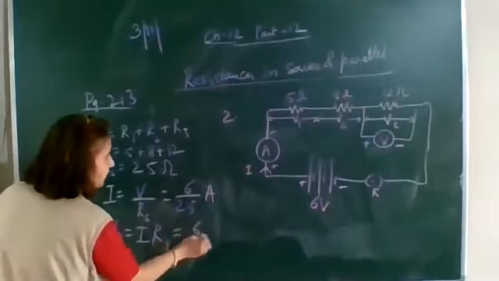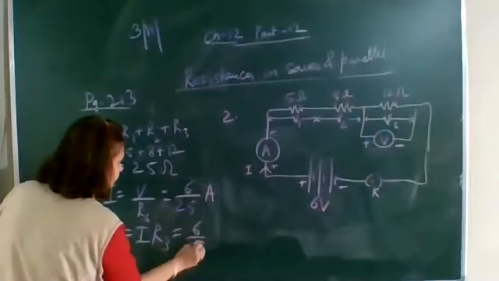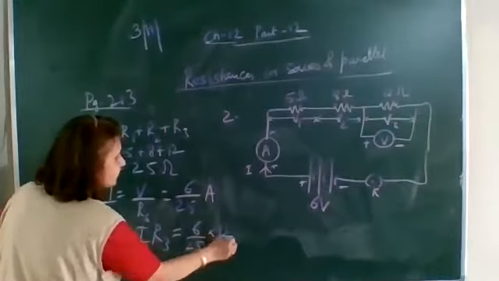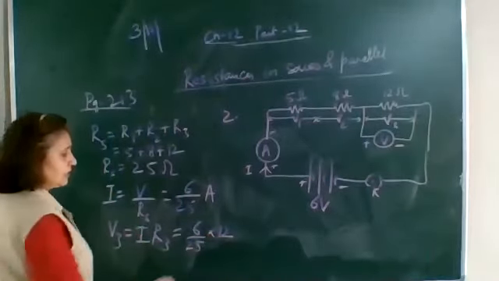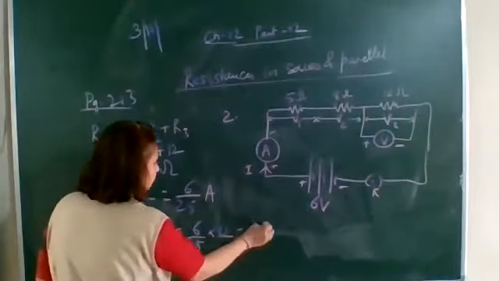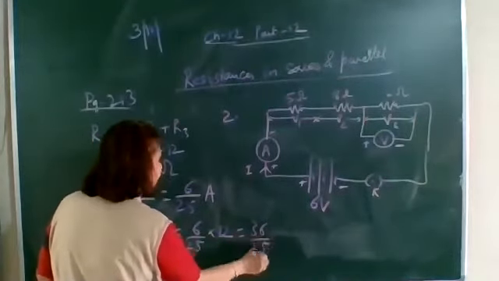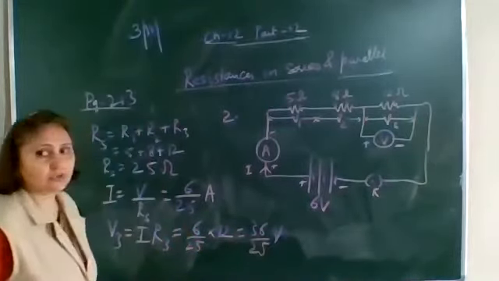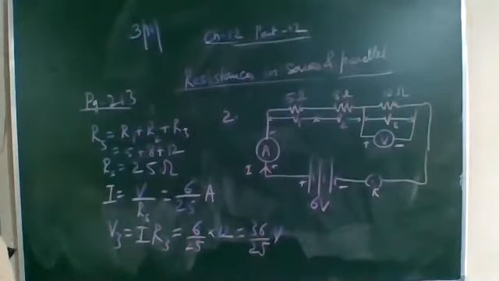I here is 6 by 25, into R3, which here is 12 ohms. So 6 into 12, 36 upon 25 volts. So what is the answer? 36 by 25 volts. Or you can find it in decimal also.